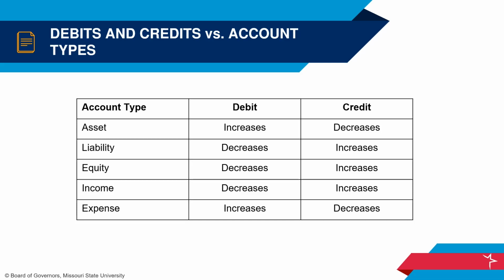As you can see, the account types are listed on the left. So a debit increases an asset account, and a credit decreases an asset account. For the liability and equity account types, a debit decreases those, and a credit increases those accounts. For the income, a debit decreases and a credit increases. And then for expense accounts, a debit increases those and a credit decreases.